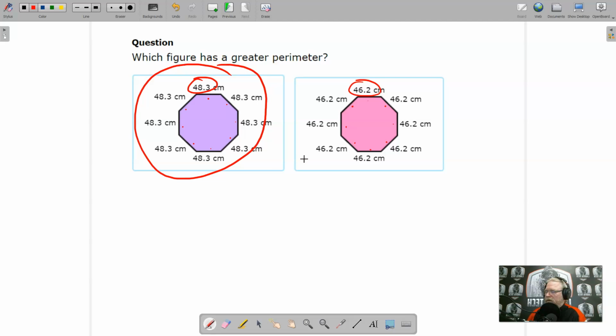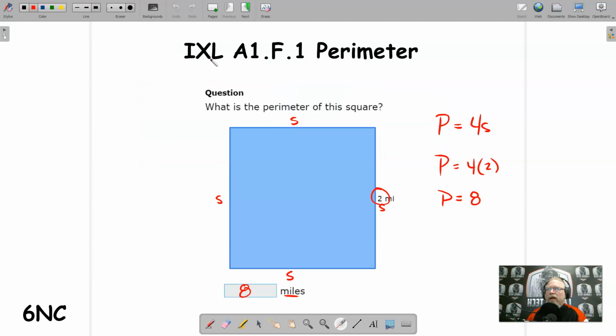All right, so those are all of my examples for IXL A1.F.1 Perimeter. Good luck with your activity.